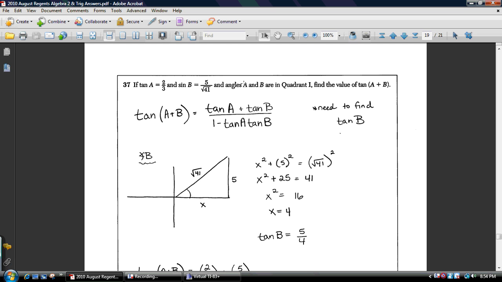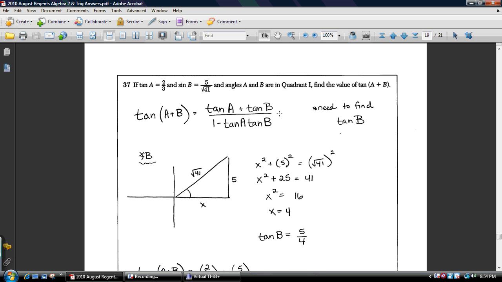If tan A is 2/3 and sine B is 5 over the square root of 41, and angles A and B are in quadrant 1, find the value of tan(A plus B). So here's the deal. This is something you find on your reference sheet. Tan(A plus B) is equal to tan A plus tan B, divided by 1 minus tan A tan B. It tells you how much tan A is, right? So there we go. We got this one.